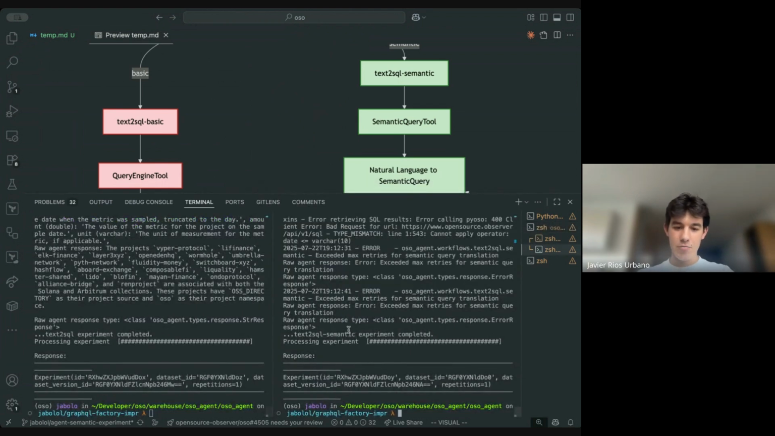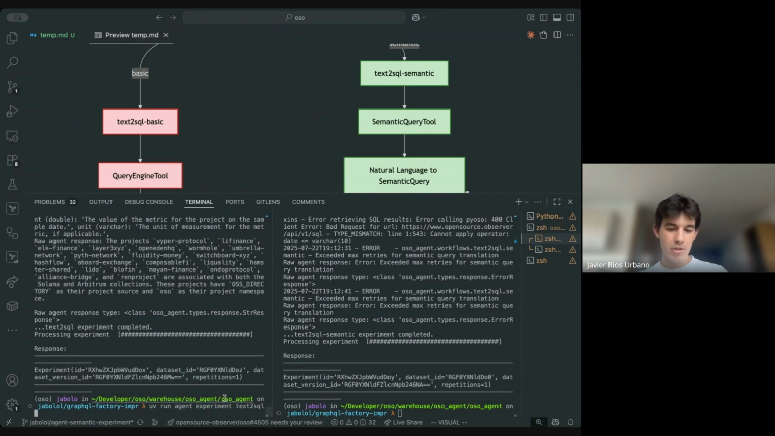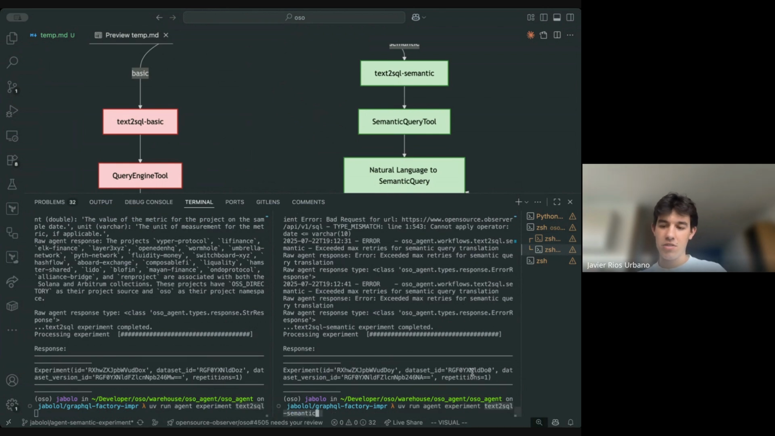This is how the thing is, but it's super simple. Only in the OSO agent directory, you just need to do a UV run agent experiment and the experiment itself. Right now, this is text-to-SQL. This one is the text-to-SQL semantic. This will run 36 questions and run the evals against them. It takes around 20 minutes to run, and I currently have it against Google. You can run it against Llama. It's not recommended. It's super slow. It's like 3-4 hours to run it. So try to use Google if you can.